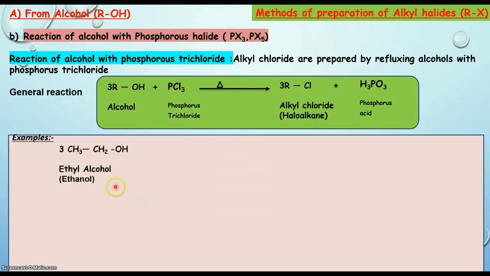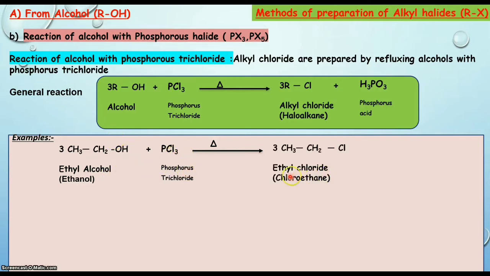Here are the examples of this. The first example is ethyl alcohol. So three molecules of ethyl alcohol on reaction with phosphorus trichloride. Now what will be the product here? OH of this ethyl alcohol is replaced by Cl. So the product is ethyl chloride. So three molecules of ethyl chloride are formed and the byproduct is the same, that is phosphorus acid.